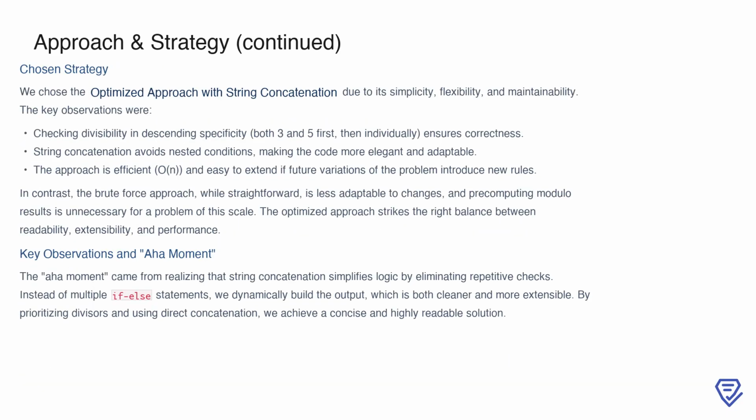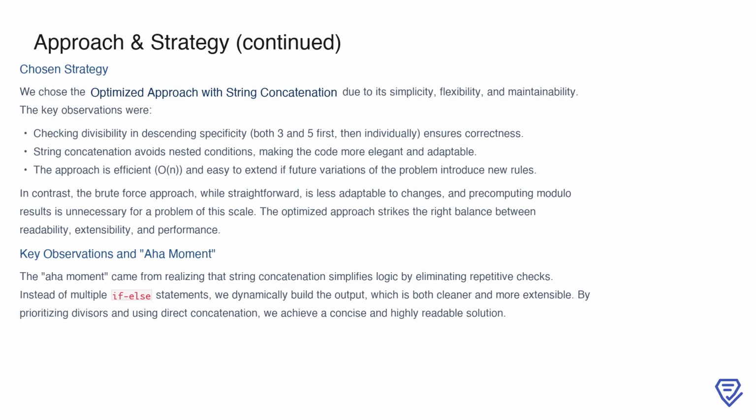Ultimately, we chose the optimized approach with string concatenation because it offers the best combination of simplicity, flexibility, and maintainability. The key insight lies in checking divisibility conditions in descending order of specificity, starting with both 3 and 5, and then checking individually for each. This ensures correctness while keeping the logic straightforward. Using string concatenation eliminates the need for nested if-else statements, resulting in a cleaner and more adaptable solution.